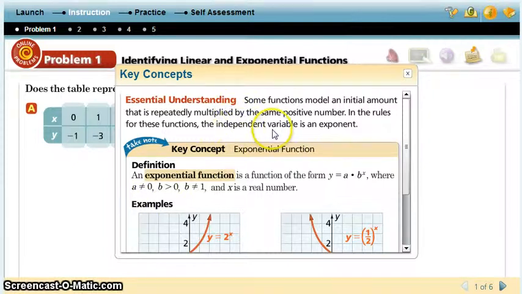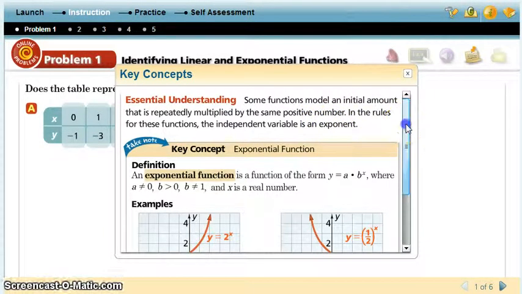The independent variable, which is your x, usually in y equals mx plus b, our independent variable is typically multiplied by our slope or our rate of change. For this one, our independent variable is actually going to be our exponent.